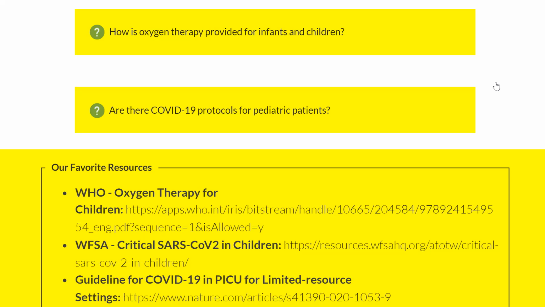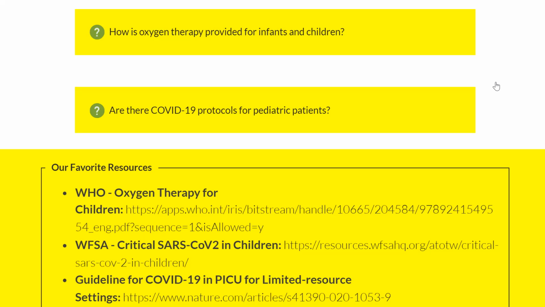Are there COVID-19 protocols for pediatric patients? Yes, there were. And they were not so different because at the end of the day, it was just the amount of SpO2. So it was the level of oxygen that was the issue. And also you treat depending on the rest of the regimens that were available. So the most important thing was the oxygen levels.